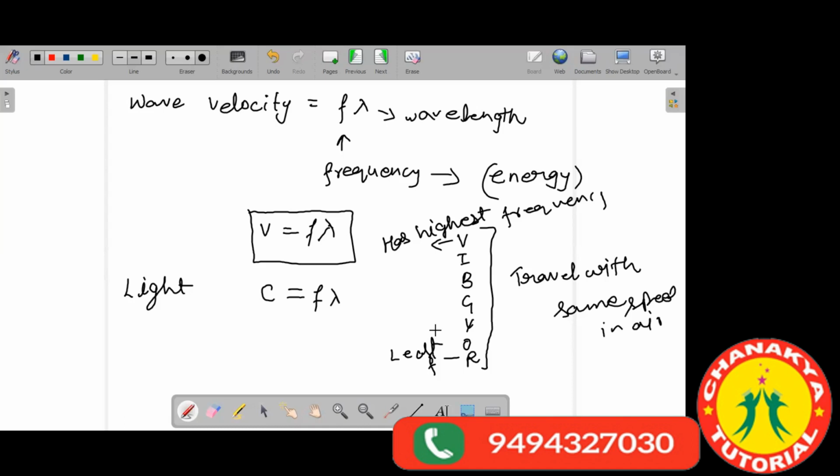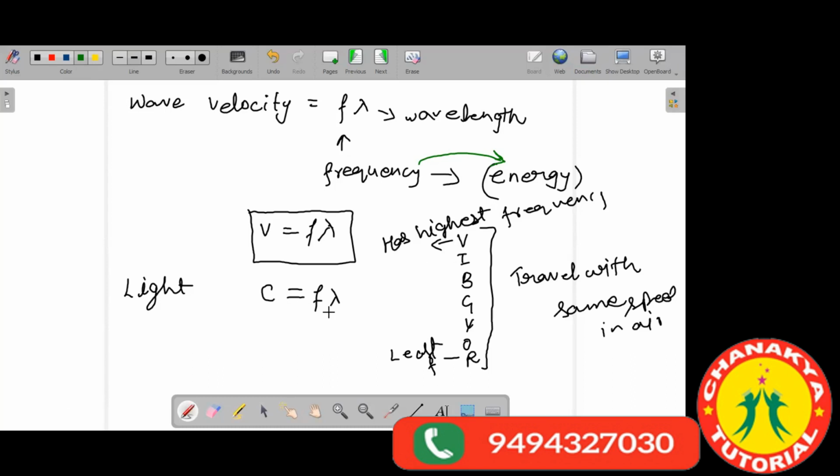Which of the colors will have the highest energy? Which color should possess the highest energy? Sir, red. Red? See, I told you that energy is directly proportional. Which one? Violet. Violet. See, I told you that energy is directly dependent on frequency. So frequency and energy are directly dependent. Higher the frequency, higher the energy. And when I say that violet has the highest frequency, that means violet has the highest energy.